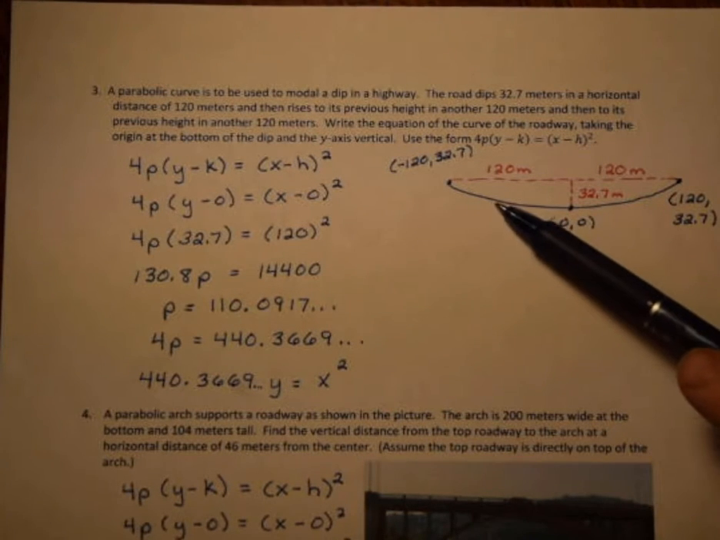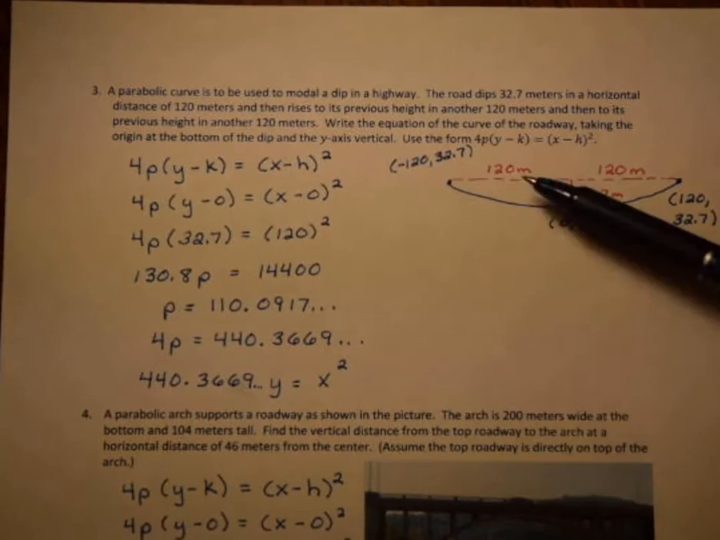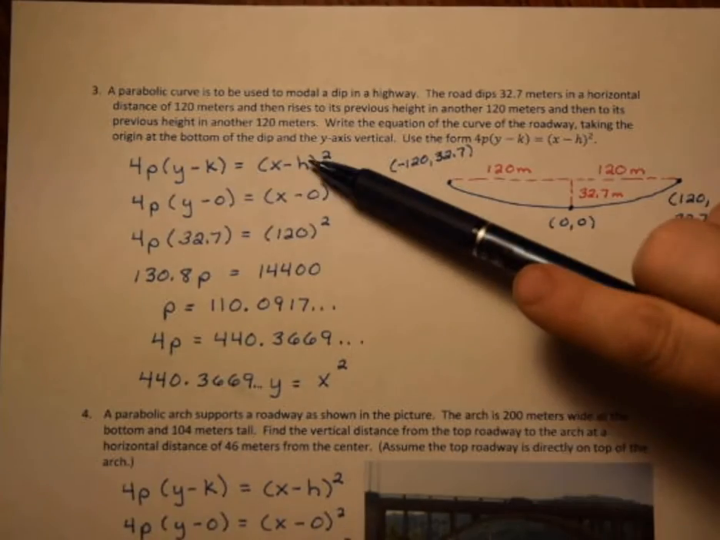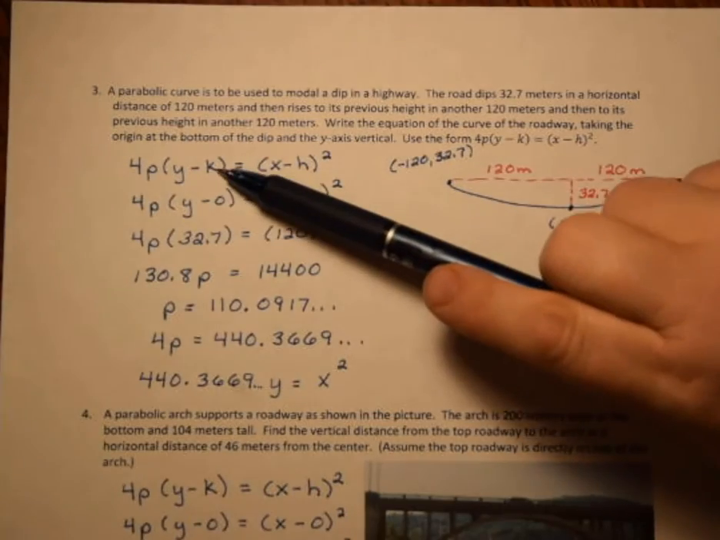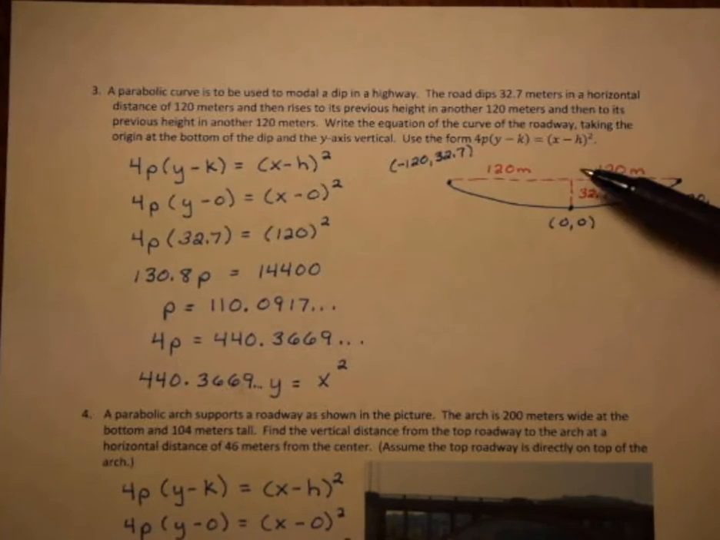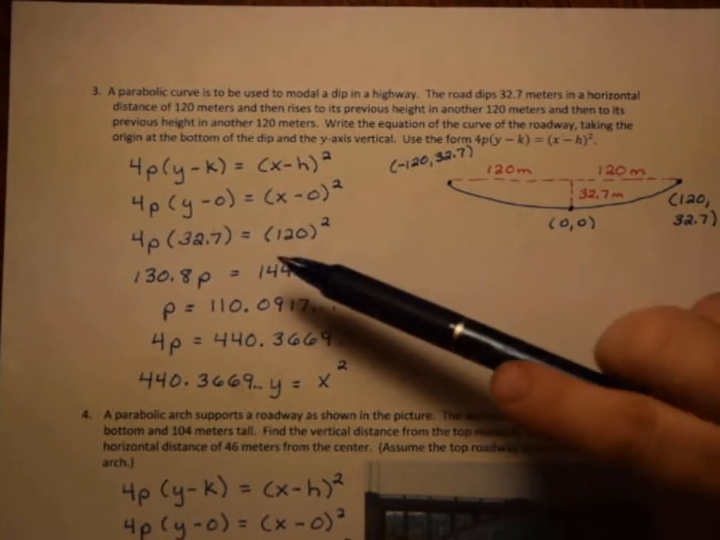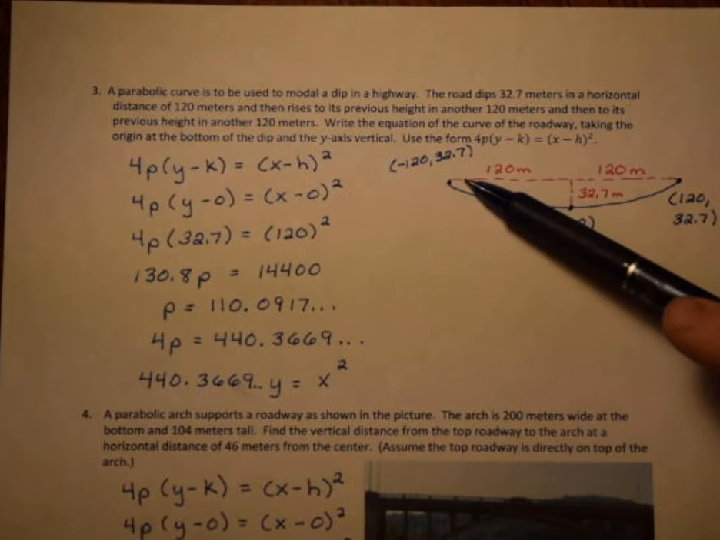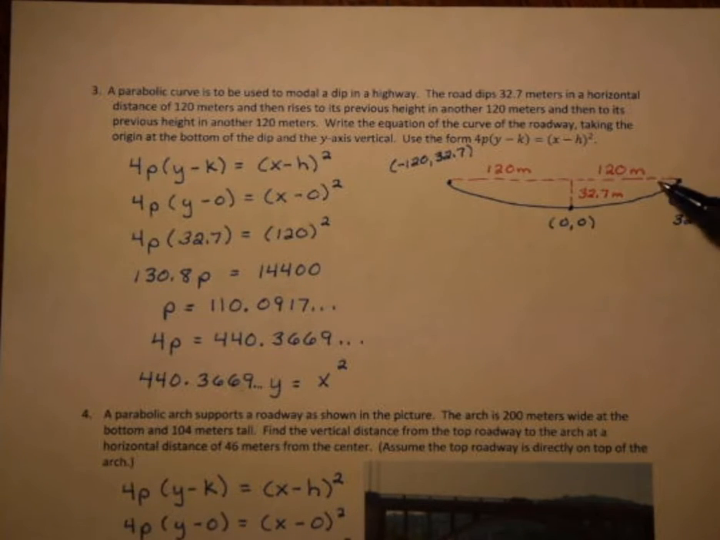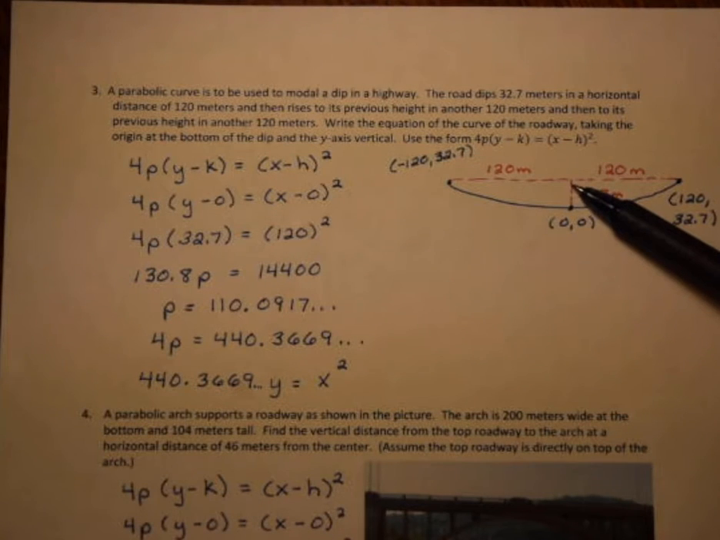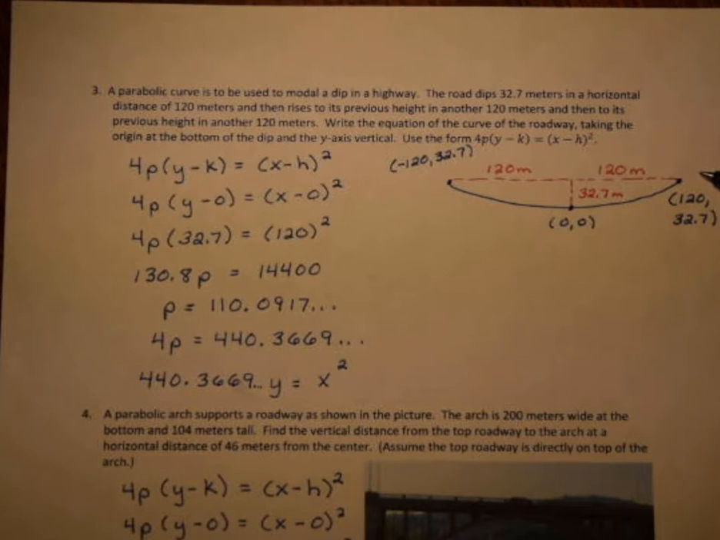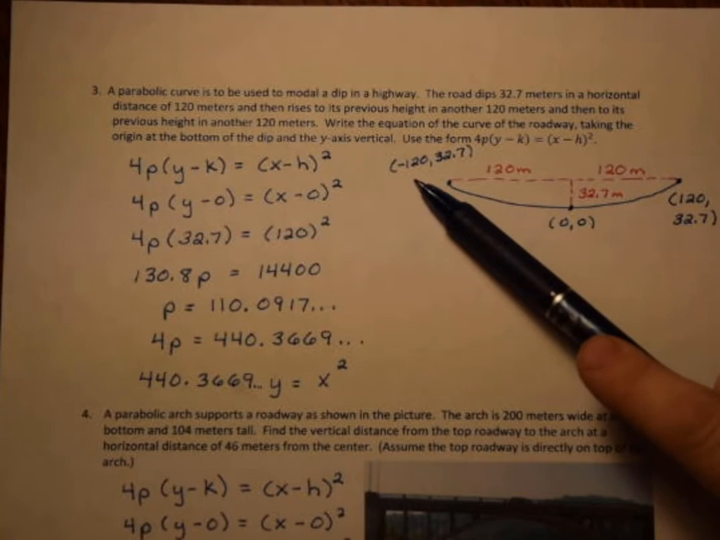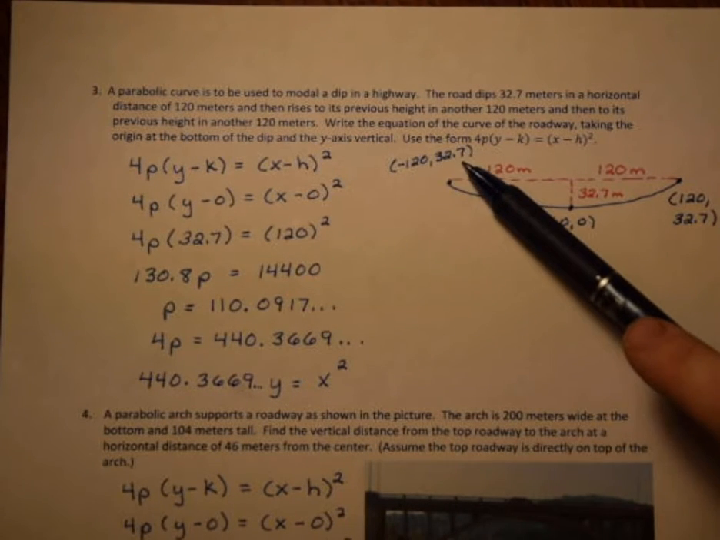Well, if we write that down here, we know the vertex is 0, 0. So plug 0 in for h, 0 in for k. And then we need one other point to figure out what p is. Well, we know we go 120 meters to the left or to the right, but we also have to go up the 32.7 meters. So this point over here would be 120, 32.7. This point over here would be negative 120, 32.7.